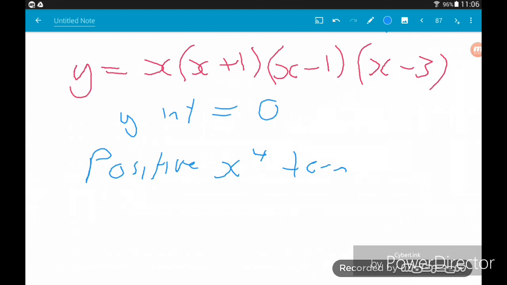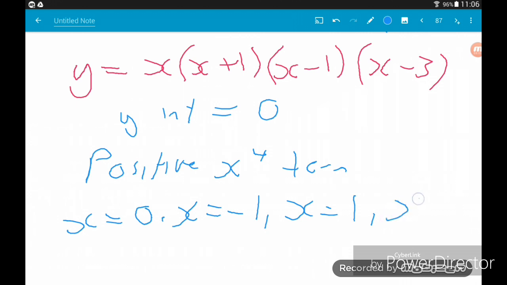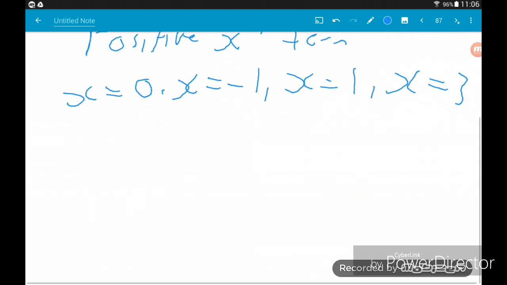So the x gives us x equals 0. x plus 1 gives us x equals minus 1. x minus 1 gives us x equals positive 1, and x minus 3 gives us x equals 3. So we now have all the information that we need to sketch this guy. So let's do just that.